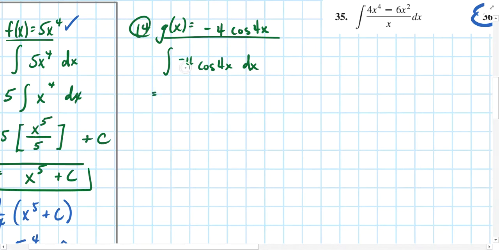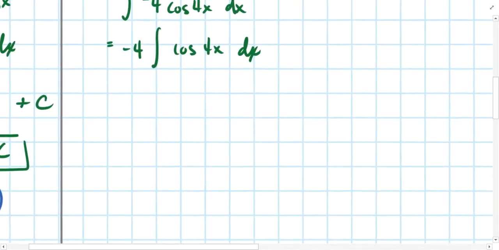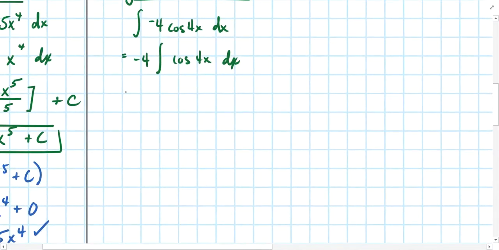Now the constant negative 4 can be pushed to the outside, so I'll do that. And now I've got cosine of 4x dx. And I have to think about what function has a derivative that would be equal to cosine. Now I specifically remember that sine will do that for me, but I don't remember what happens when we've got this multiple on the interior.